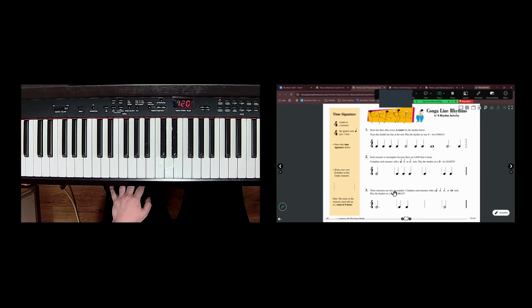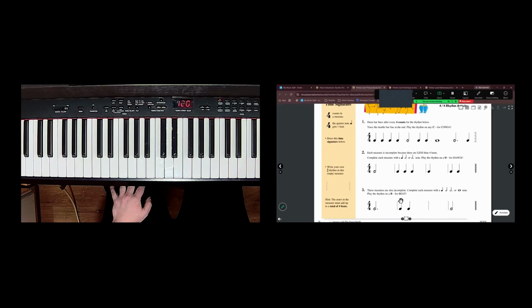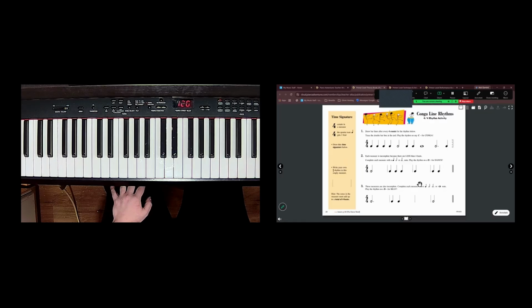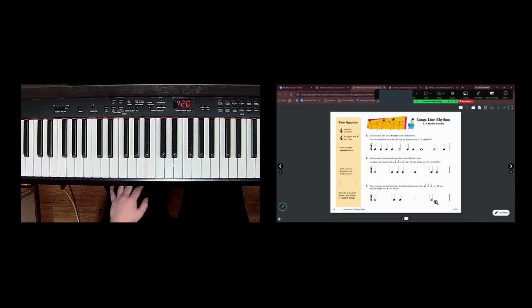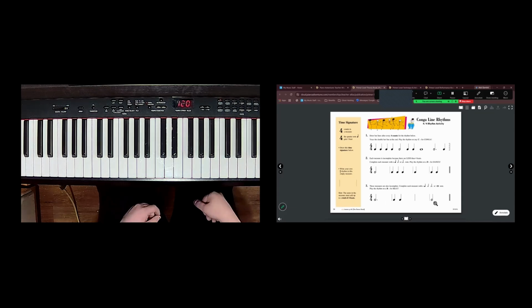So now this number 3, these measures are also incomplete. Complete each measure with a quarter, half, or dotted half, or a whole note. So it threw a whole note in there, and so you'll need to do that. And then play the rhythm on a B for beat. Now don't forget this part right here. Draw this time signature right here and write your own 4/4 time signature rhythm.